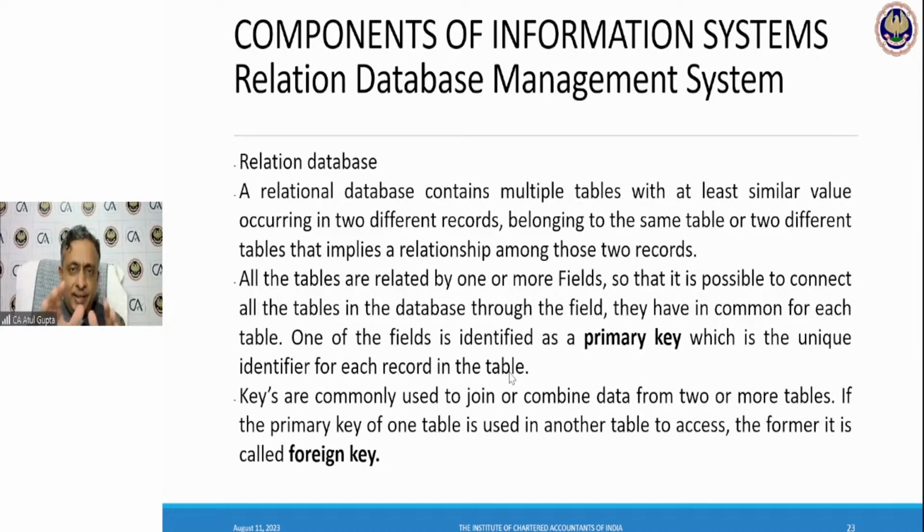We'll read through, then I'll share a practical example, because many questions are asked and a practical example will make the job easier for you. A relational database contains multiple tables with at least similar values occurring in two different records belonging to the same table or different tables. All tables are related by one or more fields. Again, the word that you need to remember and recall is primary key.